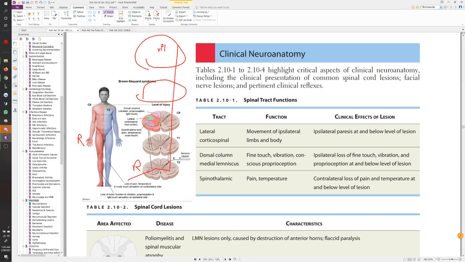Then we draw the other thing. Now we can draw our dorsal column. So I just did the spinothalamic. Now we could draw the dorsal column. The dorsal column would go all the way up, reach the medulla, then decussate, and then go up. Well, this just got messed up. Dorsal column's not going to make it, right?